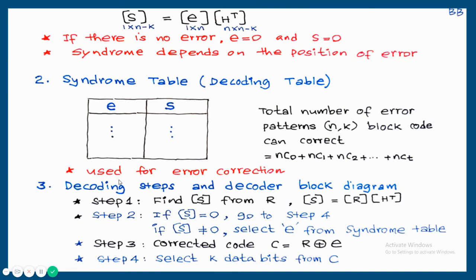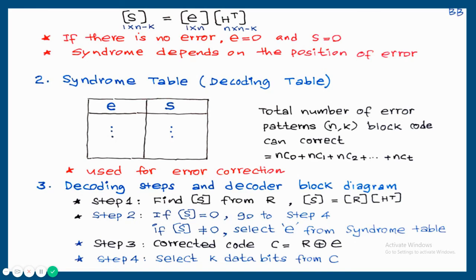Next topic is decoding steps and decoder block diagram. Step number 1, find syndrome from received code. For that, we are using the formula S is equal to R into H transpose. R is the received code. H transpose we are able to make from the generator matrix. Multiply these two, we'll get the syndrome. The number of syndrome bits is n minus k.